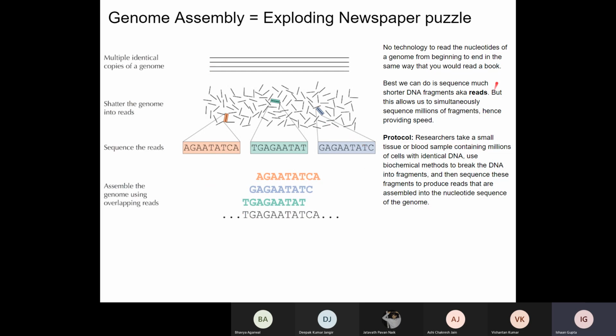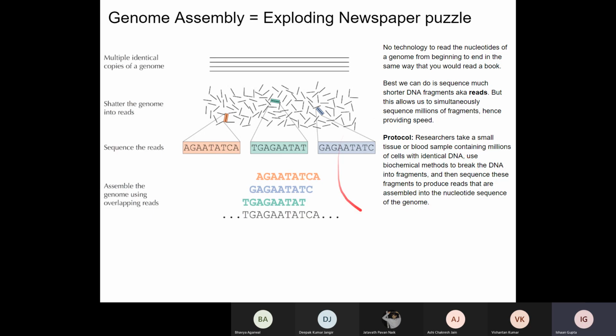So typically, the reason why you do this is that there is no technology currently which can read the nucleotides in a genome like you would read a book, going from the beginning of the genome till the end of the genome. People are trying to make these technologies. Maybe in the next few years, you might see something like this. So since we cannot look at a single molecule, you have to look at multiple copies of the same molecule that have been fragmented into smaller pieces, and then you overlap these smaller pieces.